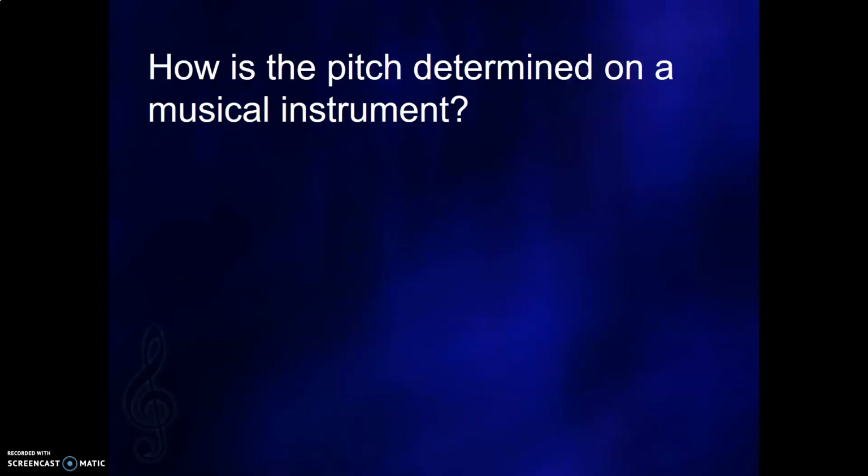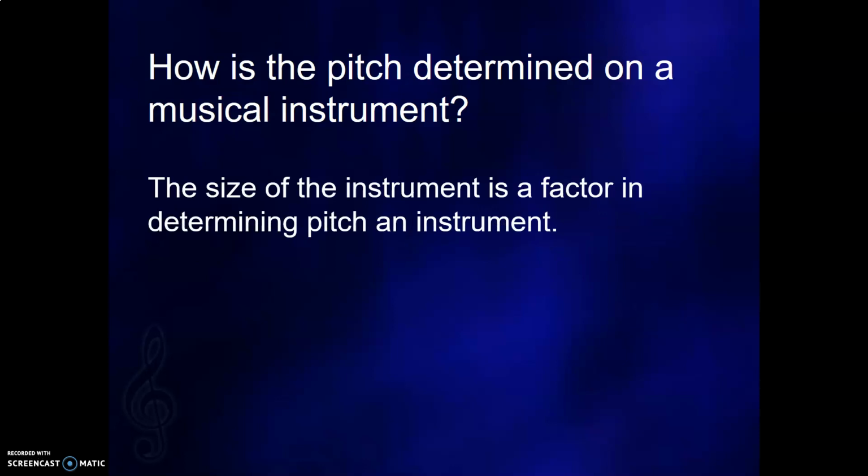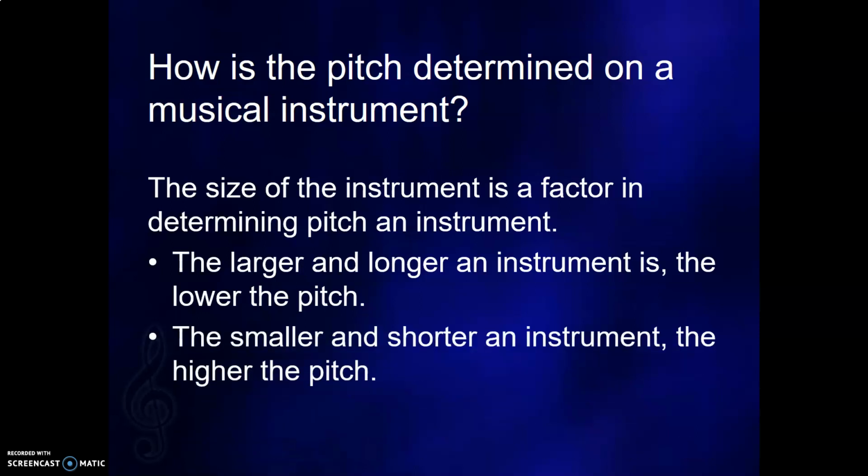How is the pitch determined on a musical instrument? This is kind of a scientific explanation, what we call the acoustics of music. The size of the instrument is a factor in determining pitch on an instrument. The larger and longer an instrument is, the lower the pitch. The smaller and shorter an instrument is, the higher the pitch.